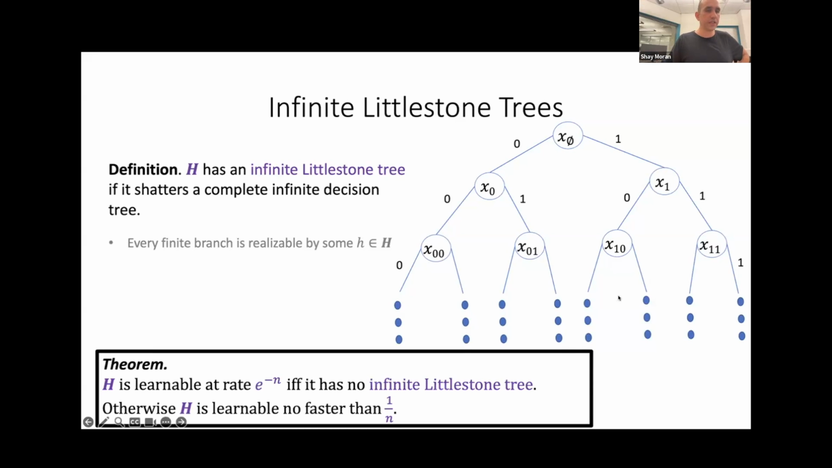So the proposition here says that if there is no such Littlestone tree, then you can learn H at an exponential universal rate. And if there is, then you can cook up a lower bound, so you cannot learn it faster than 1 over n.